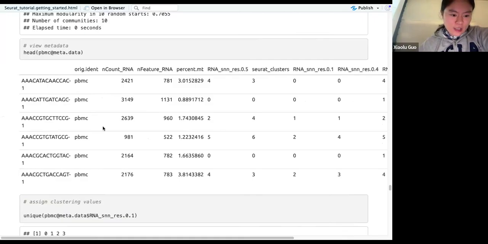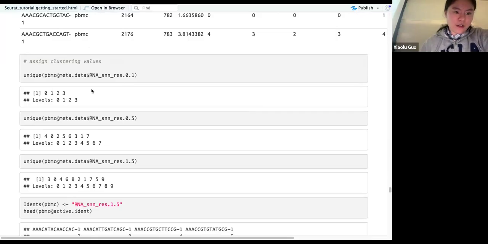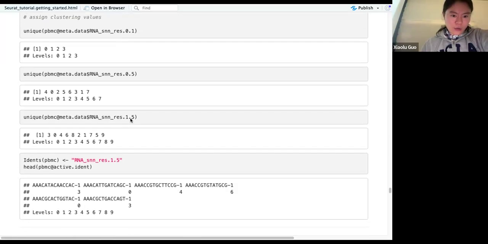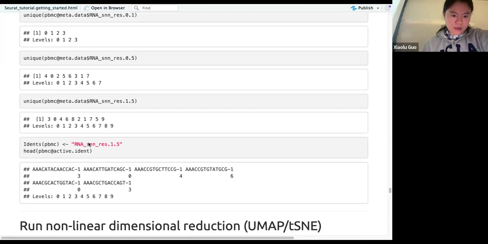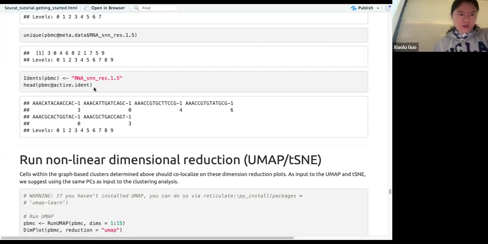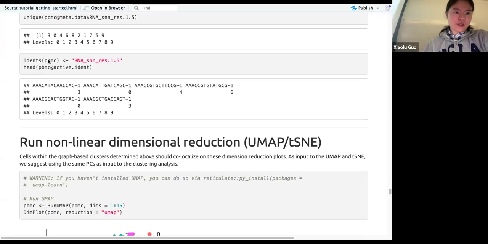Right. Okay. And then here we can see how many clusters there are for each resolution. Resolution 0.1 gives 4 clusters, resolution 0.5 gives 8 clusters, and 1.5 gives 10 clusters. Now we decided to use the highest resolution for the analysis.